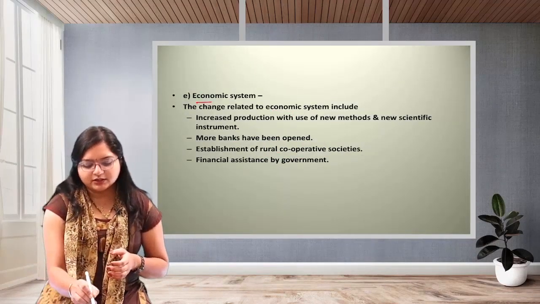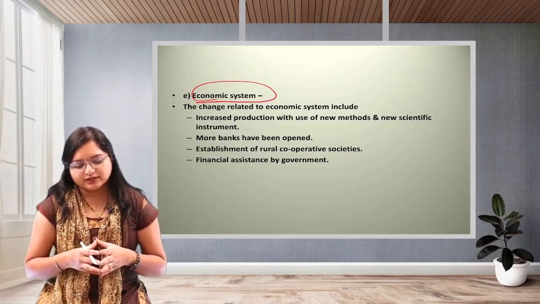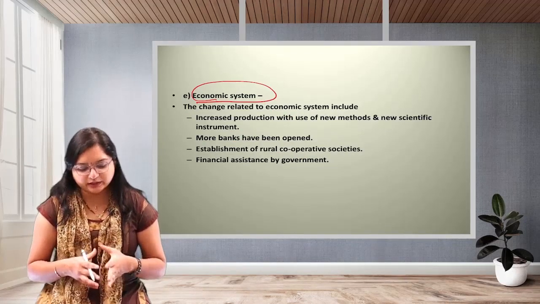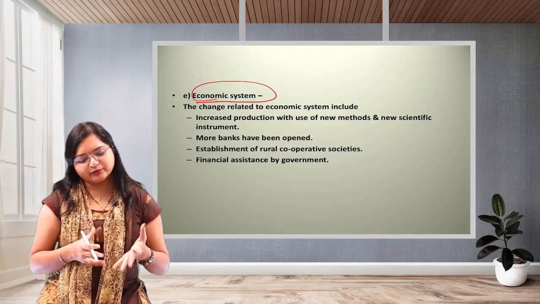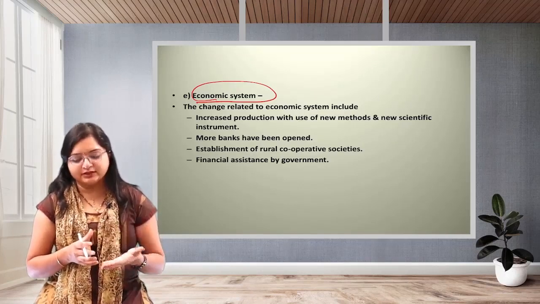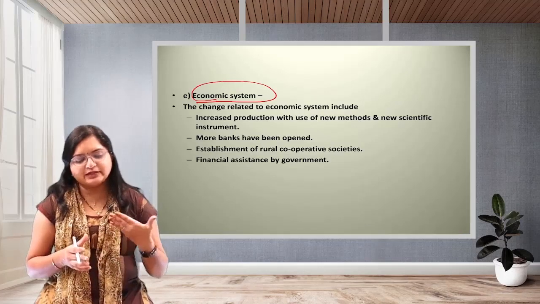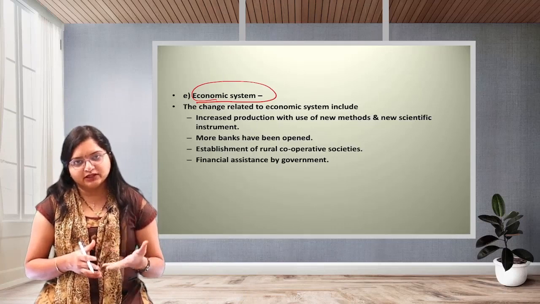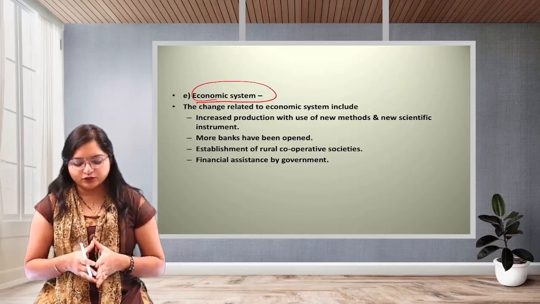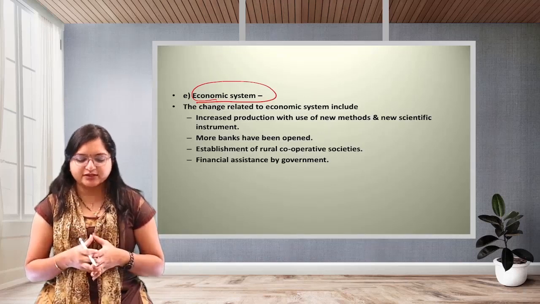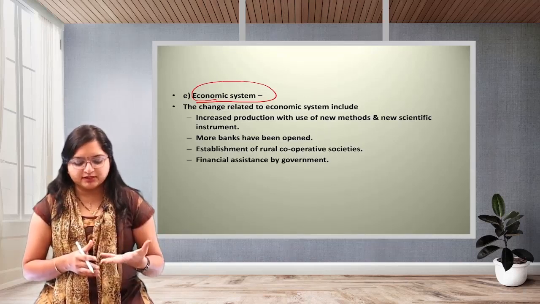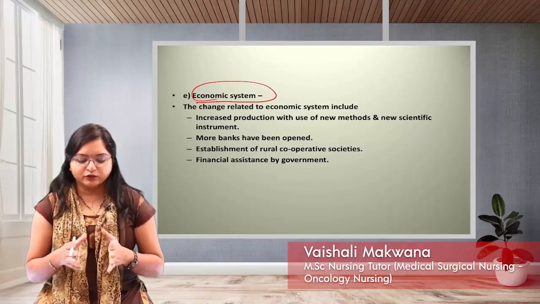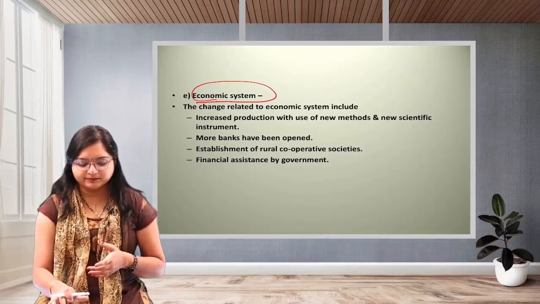Then comes the economic system. The changes related to the economic system include increased production with the use of new methods and new scientific instruments. Nowadays they have increased production, they are adapting new methods, and they have knowledge of new scientific instruments. More banks have been opened for their benefit, rural cooperative societies have been established, and the government gives financial assistance. So this is for the economic system of the village community.